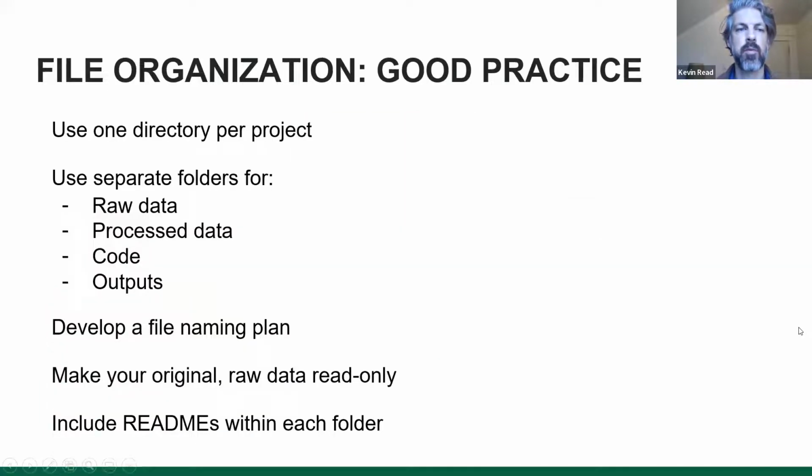So general good practice for file organization is use one directory per project, use separate folders for your raw data, your process data, your code, and any specific outputs, so things that you would be willing to share, whether it's via publication or elsewhere. You want a file naming plan. You want to make your original raw data read-only. And then again, as we just discussed, include a README file within each folder so people know what's in there.